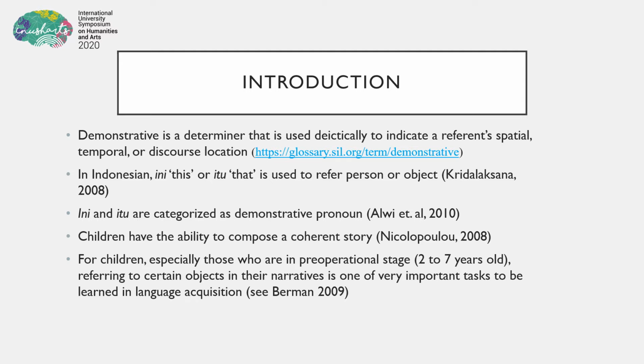So, talking about narratives. Children have the ability to compose a coherent story according to Nicolopoulou. Well, actually, there are two sides of arguments, some pros and cons. Some researchers said that children cannot produce good or coherent story, but others said that they can, but on their own way. For children, especially those who are in pre-operational stage, referring to certain objects in their narratives is one of very important tasks to be learned in language acquisition.